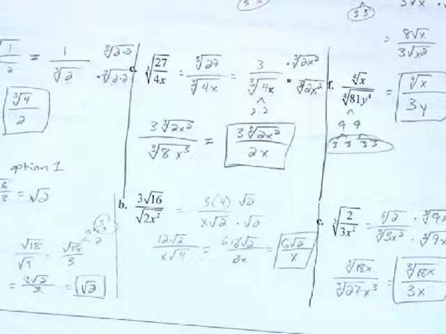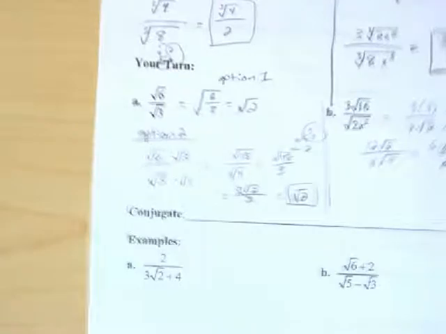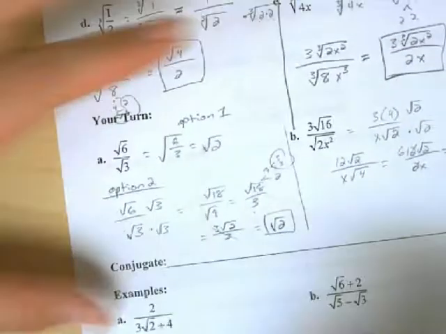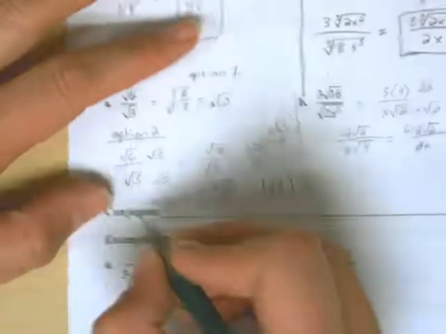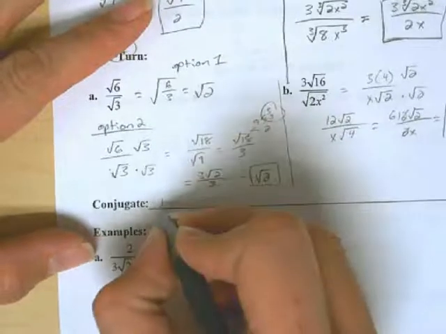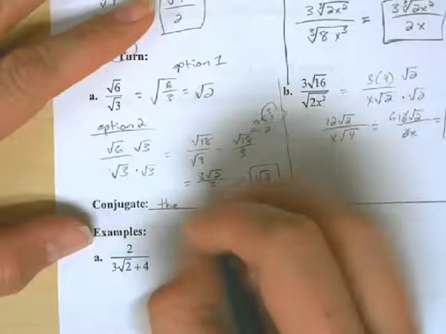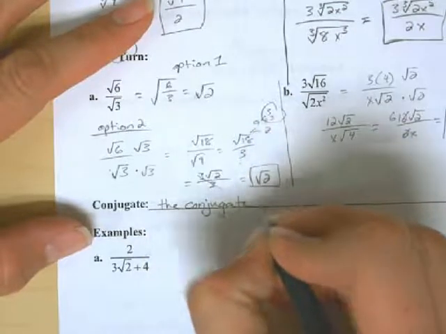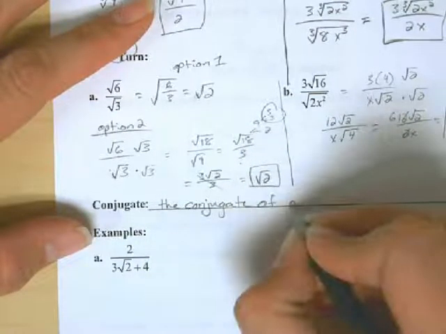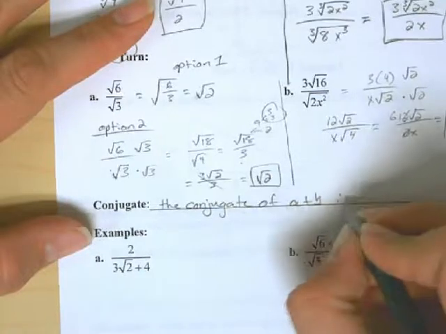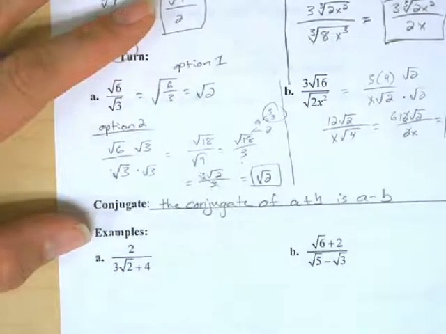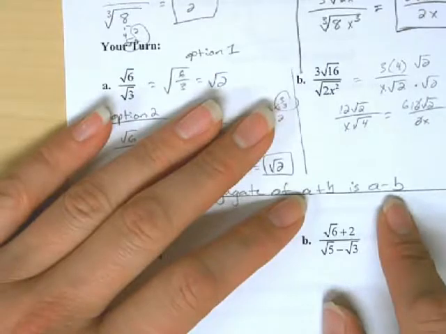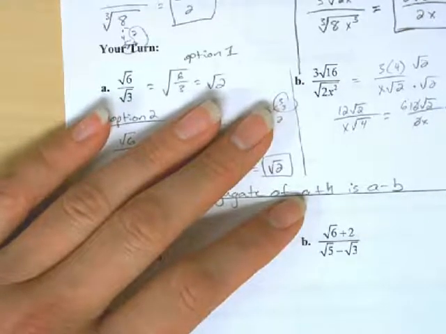So that's the end of the your turn. Now the next part is called conjugates. When you're talking about conjugates, which we kind of already have in this class, although we didn't call them by that name, the conjugate of a plus b is a minus b. So if I have an a plus b, then a minus b is its conjugate. If I had an a minus b, then a plus b is its conjugate.